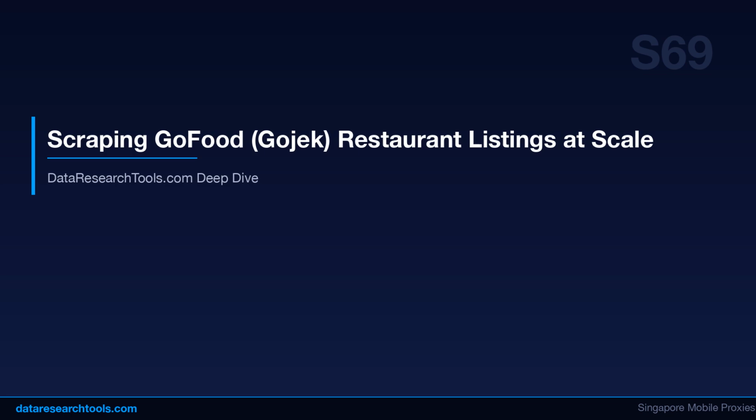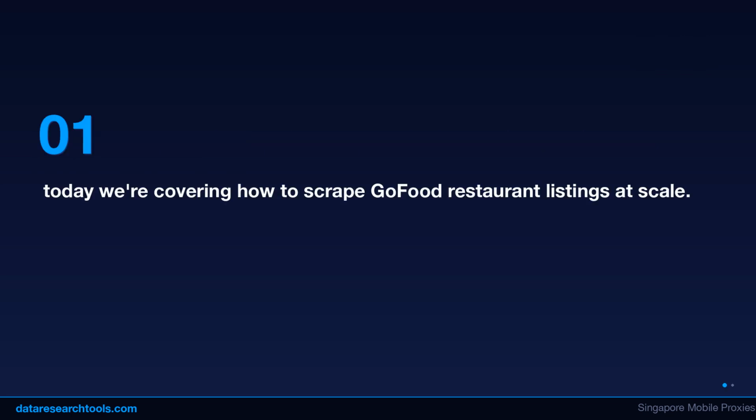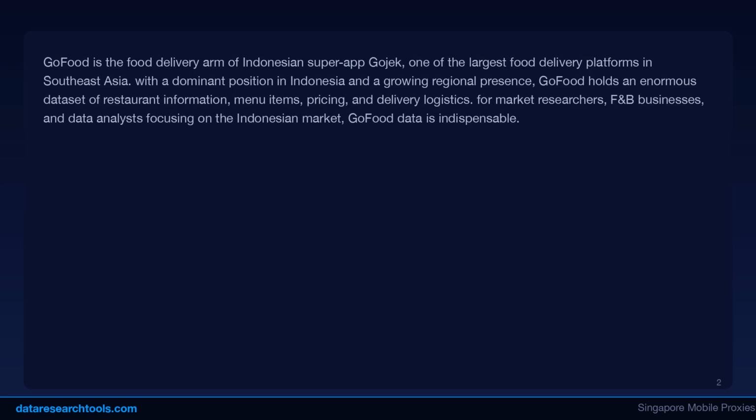Today, we're covering how to scrape GoFood restaurant listings at scale. GoFood is the food delivery arm of Indonesian super app Gojek, one of the largest food delivery platforms in Southeast Asia. With a dominant position in Indonesia and a growing regional presence, GoFood holds an enormous data set of restaurant information, menu items, pricing, and delivery logistics. For market researchers, F&B businesses, and data analysts focusing on the Indonesian market, GoFood data is indispensable.